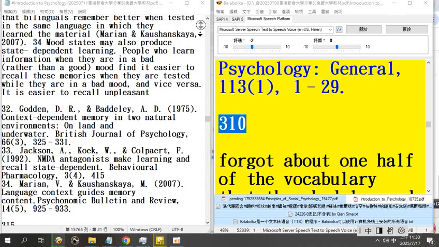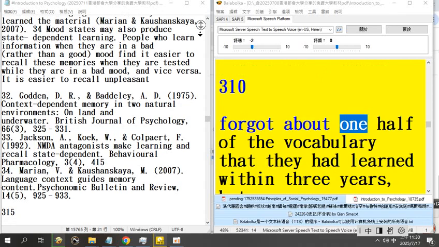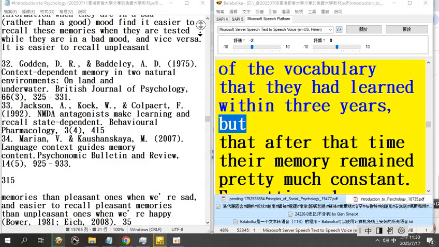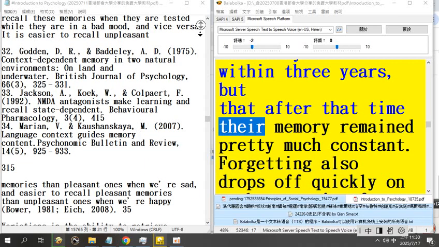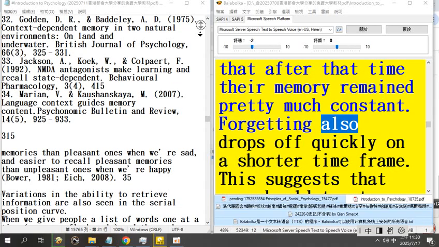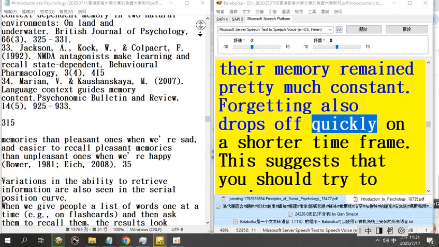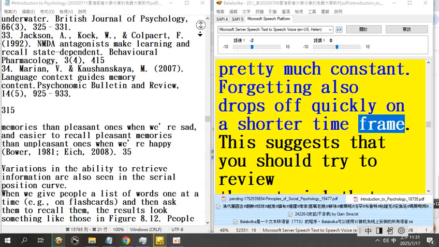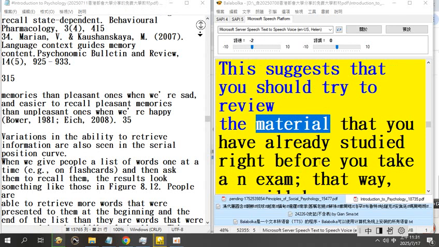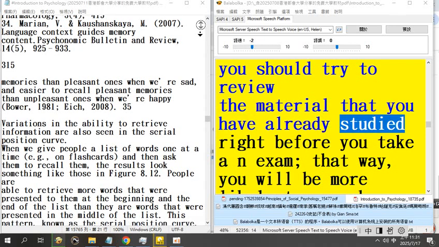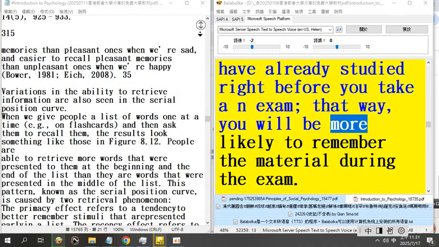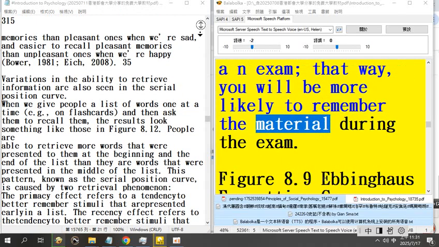Students forgot about half of the vocabulary that they had learned within 3 years, but after that time their memory remained pretty much constant. Forgetting also drops off quickly on a shorter time frame. This suggests that you should try to review the material that you have already studied right before you take an exam. That way, you will be more likely to remember the material during the exam.